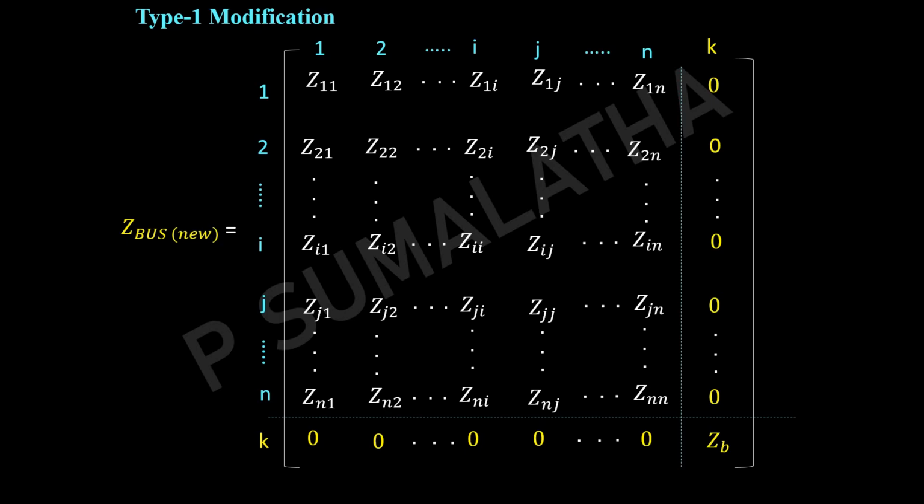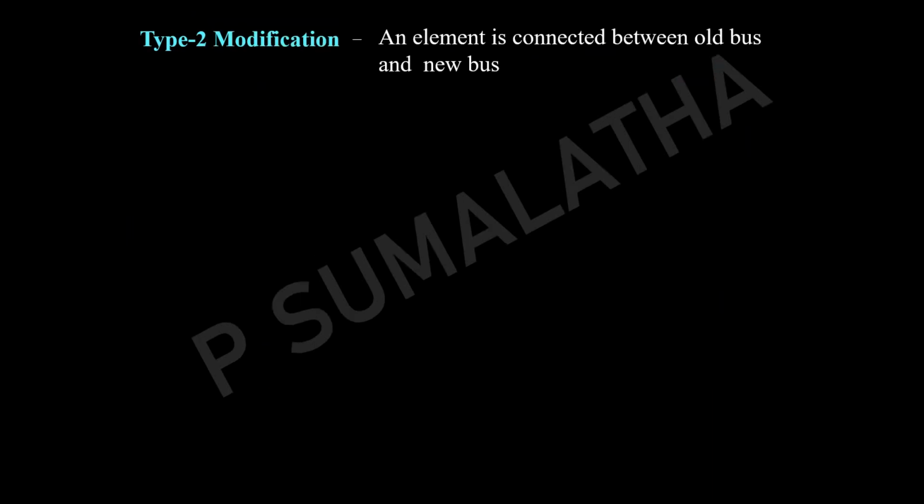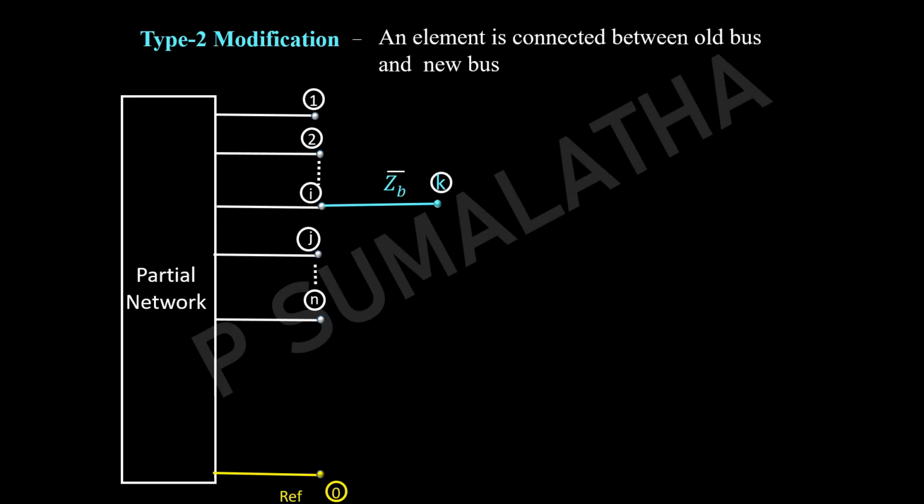Now let us see the derivation for type 2 modification. In type 2 modification, we will add an element between the old bus to new bus. So again notations remain the same. Old bus means you can consider either the ith node or the jth node as an old bus. New bus will be the kth node according to our partial network. So let us consider the network. Now we are going to inject the current I suffix k with a magnitude 1 per unit.